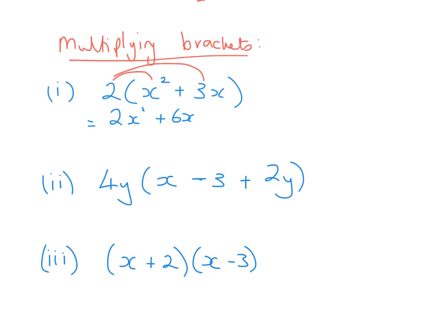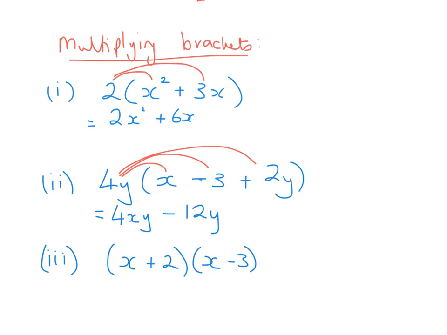Moving on to our second one. This one is a tiny bit more tricky because we have a number and a variable outside, okay? So again, we're going to use our arrows to draw into our bracket, and we have 4y multiplied by x, so that gives me 4xy. We have 4y multiplied by minus 3, so that gives me minus 12y. So again there I had to do a plus by a minus, which gives me a minus.